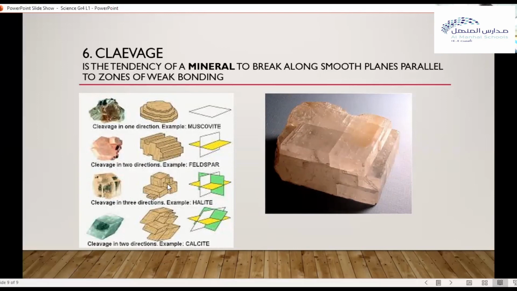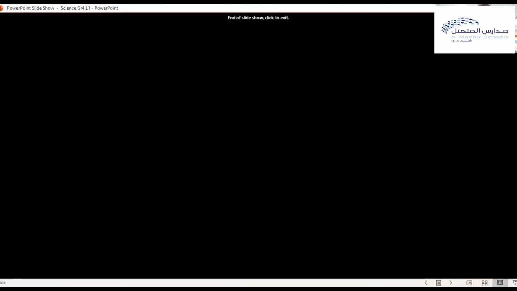And then the third one will be halite, because it breaks on different types of planes, more than 2 planes. And the fourth one will be calcite, which is a little bit stronger than any one of them on the top there. So if we look at these lines here, we can see that if I had applied enough pressure, it would break along those lines very easily. So those are the 6 different ways that we can identify minerals from one another.